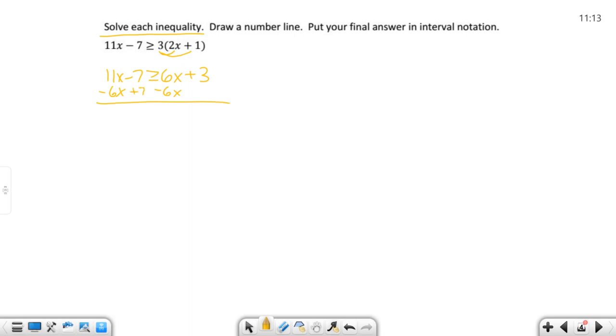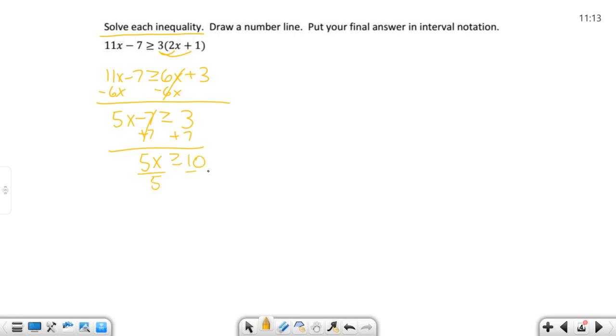And eventually I want you to say, oh, I got to add 7 as well, but I'm going to keep the steps separated here, but I want you to get to that point where you do both steps on the same one. That cancels. 5x minus 7 greater than or equal to 3. I don't change that. I did a negative 6x, but I didn't divide by it. I just subtracted it. And then I'm going to add 7 to both sides. So 5x is greater than or equal to 10.